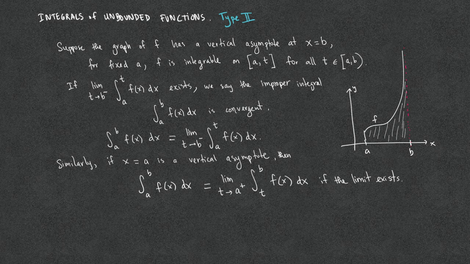With the vertical asymptote on the right-hand side, or at the upper limit of integration, we would need to approach the vertical asymptote from the left. With the vertical asymptote on the left-hand side, we would need to approach it from the right-hand side. The superscript minus sign in the limit indicates that t approaches b from the left-hand side. T approaches a plus, meaning t goes to a from the right-hand side. These are known as one-sided limits.